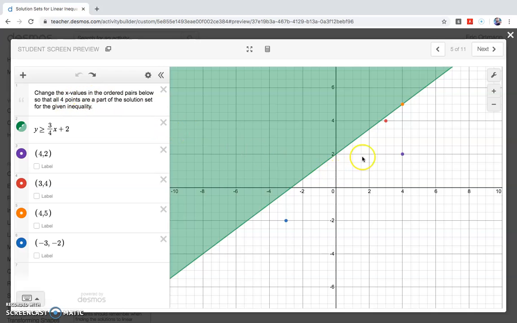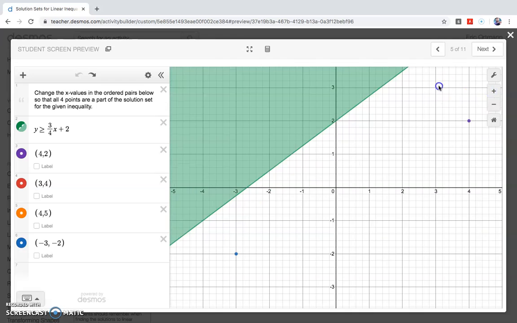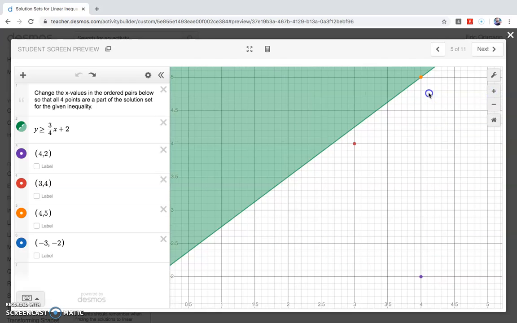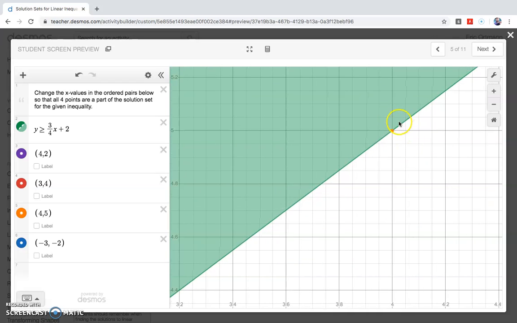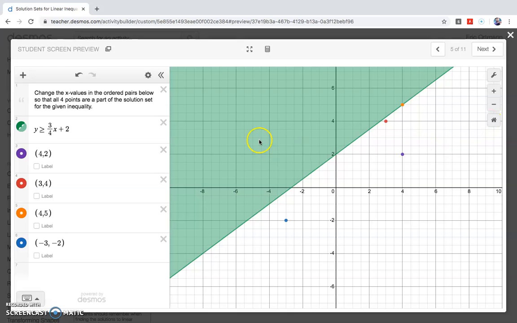So here you notice that the dots are kind of spread out. We want them to be in the shaded part, so we want them to be a part of the solution. Here this orange dot, we can zoom in on it too, is on the line. So what that means is it's a part of the solution, because this line is shaded, the inside's shaded, the orange is a part of it. So I don't need to change the orange, but I want to change the red.